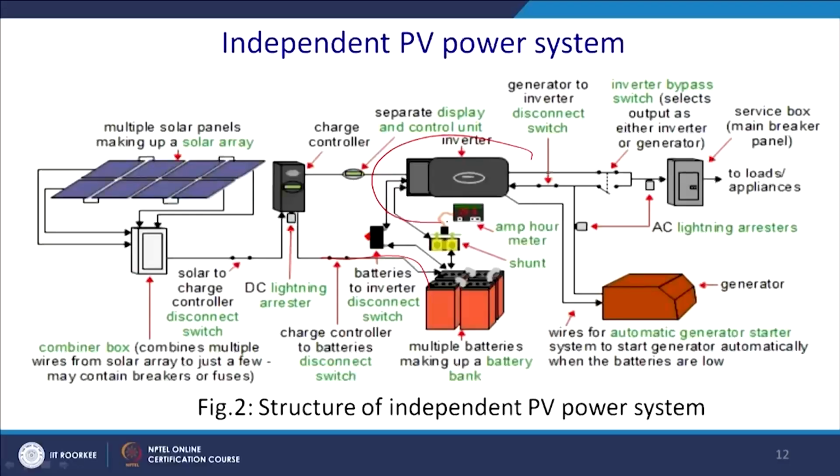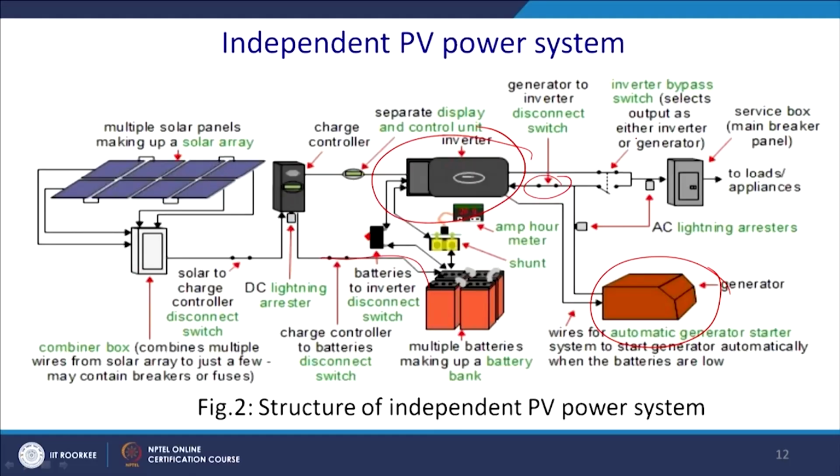Thereafter, this is the heart of the power electronics, the solar inverter. So, the solar inverter will convert. Till now this portion was DC, now it will convert to AC. Generator to inverter, a disconnect switch if you require to disconnect. Thereafter, this is the generator, you may have a diesel generator. Wires for the automatic generator starter system for when power goes off. An inverter bypass switch to select the output from either inverter or generator.